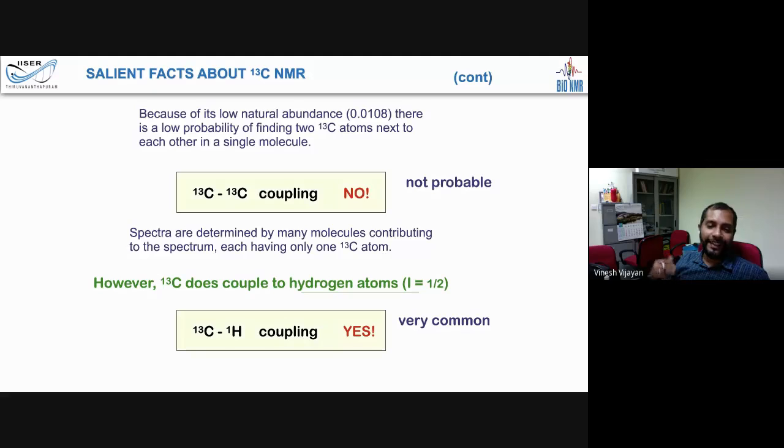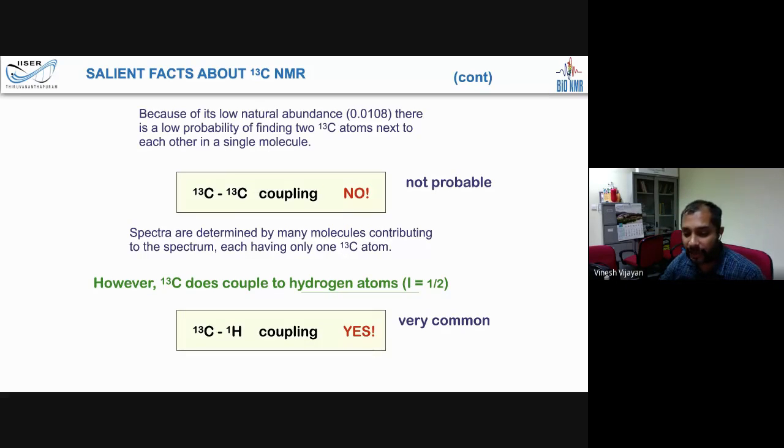Normally, you don't see a 13C-13C coupling, because why? Because you have 1% natural abundance. In order for the second carbon also to be carbon-13, only then can they couple to each other. That means 1% of the 1%, which is very difficult. You have to be really lucky. You have to measure for days in order to see 13C-13C coupling. So it is not probable; it's very difficult to see.